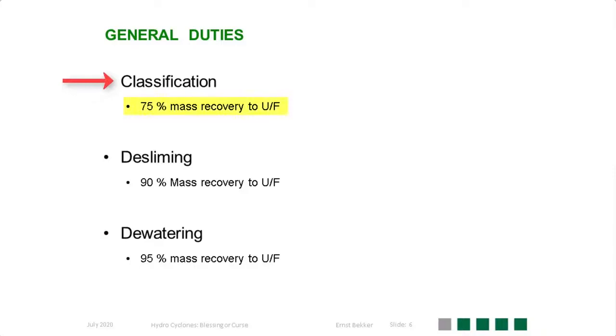Classification: roughly about 70% of the mass is reporting to the underflow. Desliming: about 90% of the mass reporting to the underflow, assuming the other 10% is slimes. And then on dewatering, 95% of the mass reporting to the underflow. Obviously, one would like to have approaching 100%, but that's not always practical.